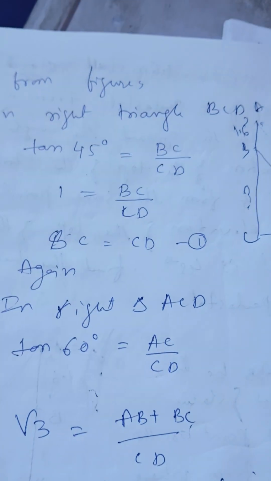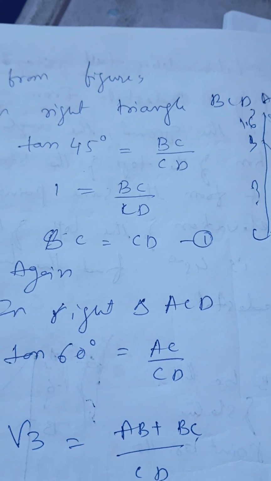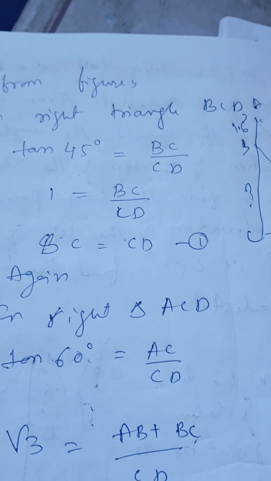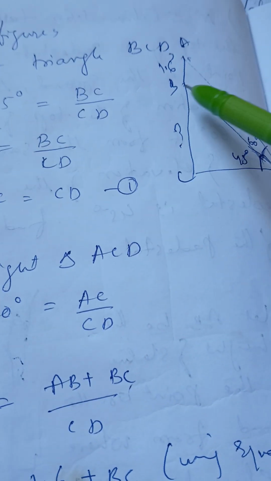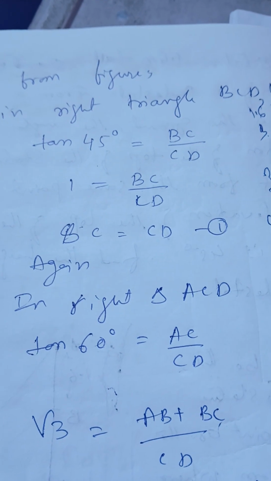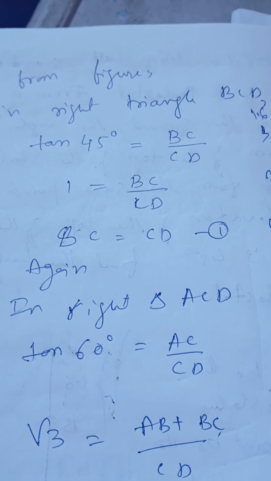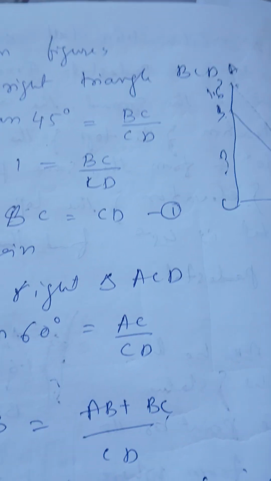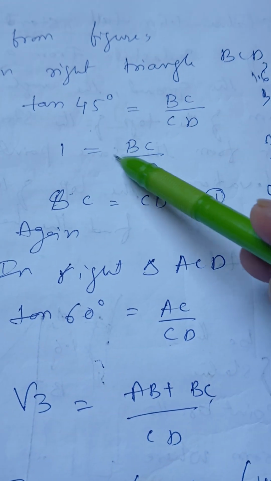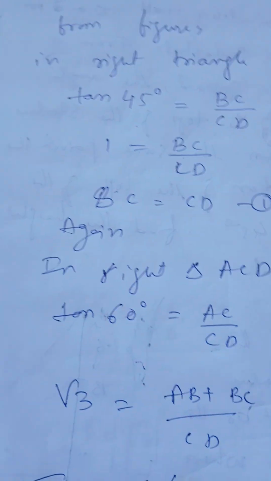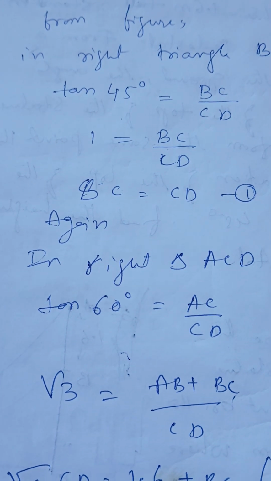So what we will do, we will take the first triangle BCD, with the 45 degree angle. So tan 45 degrees we can take. Clear? Yes. So tan 45 degrees is BC by CD. So BC by CD is tan 45 degrees. When we substitute the value, tan 45 degrees is 1, and BC by CD we will keep as it is. We don't know the values of BC and CD, so we will keep them as they are.